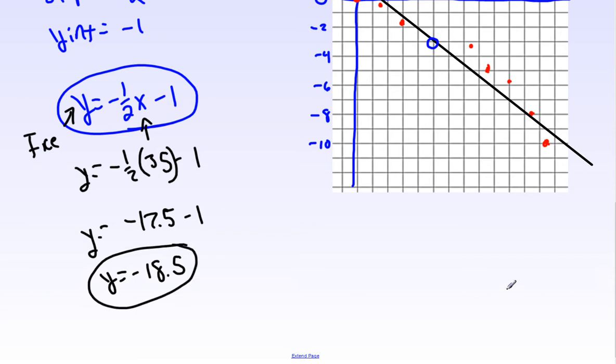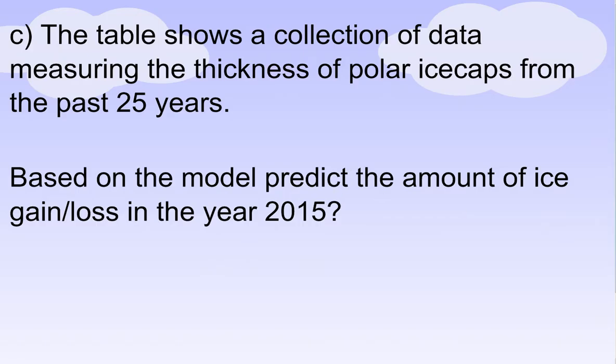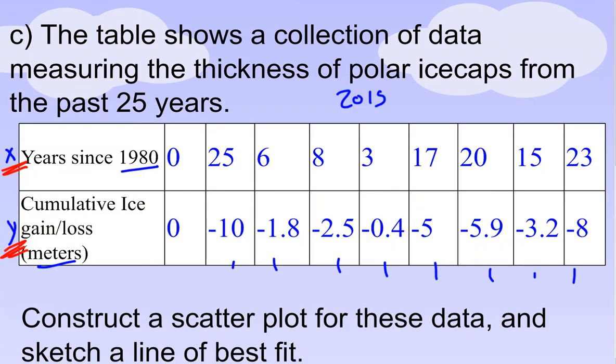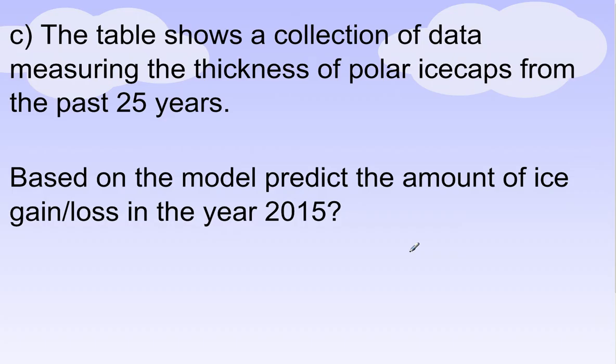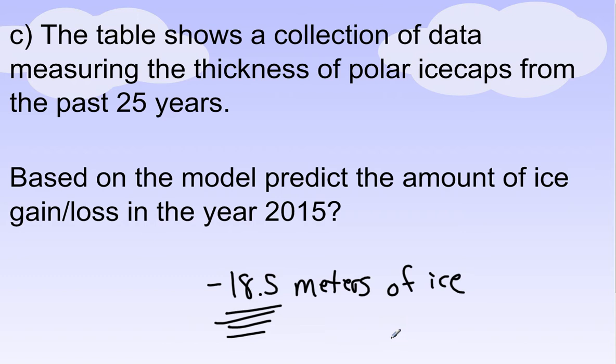So I would predict that in the year 2015, the year I'm in right now, there would be an ice gain or loss of -18.5 meters of ice. So that would be a significant amount of ice. -18.5 meters of ice, that's a lot of ice that's been lost in those 35 years.